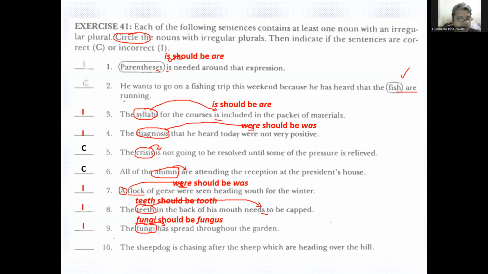This is correct. The sheepdog is chasing after the sheep, which are heading over the hill. Sheep can be singular or plural. In this case, it's plural. You've got the sheepdog chasing after all those sheep. All those sheep are heading over the hill. So take a look at what we did. Take a look at your answers.